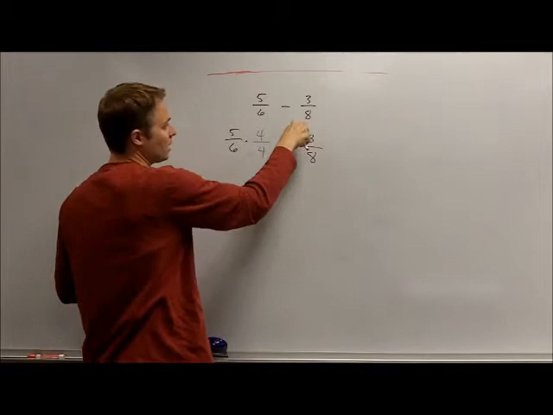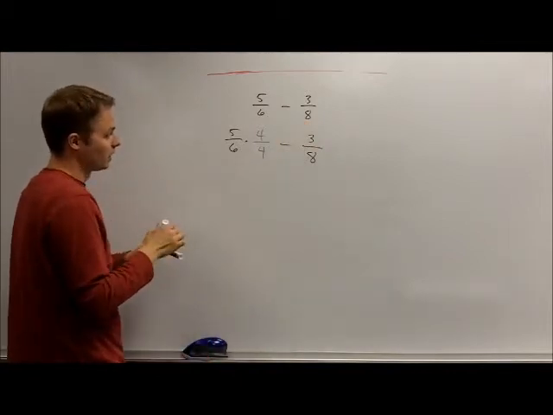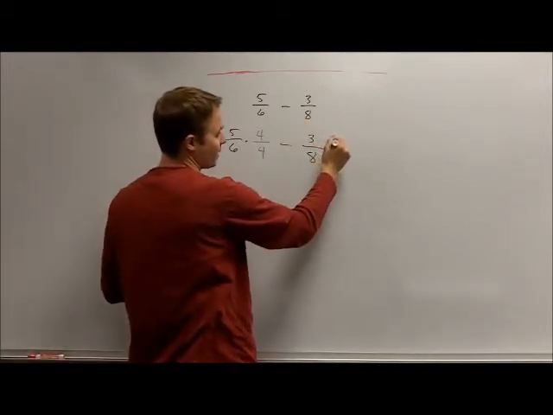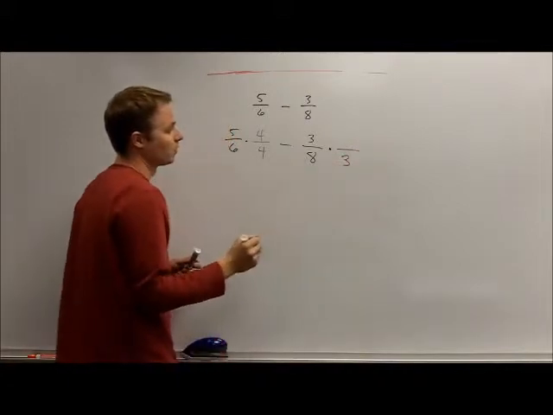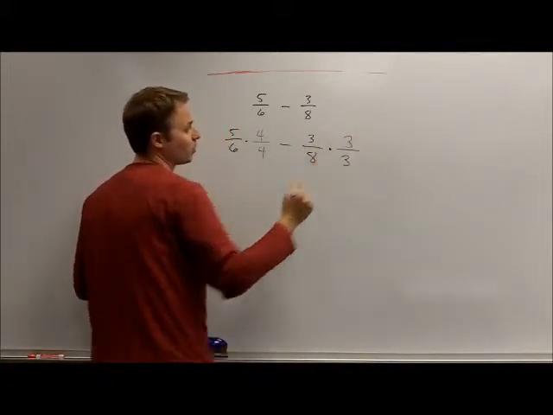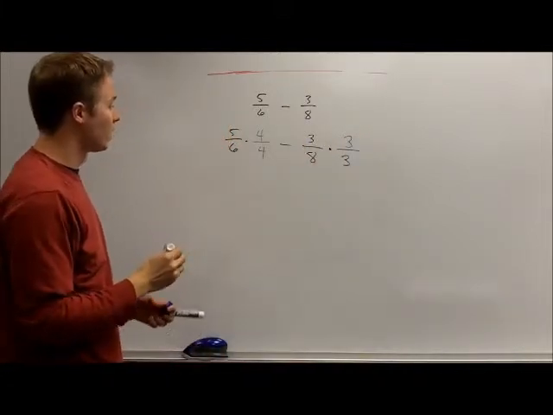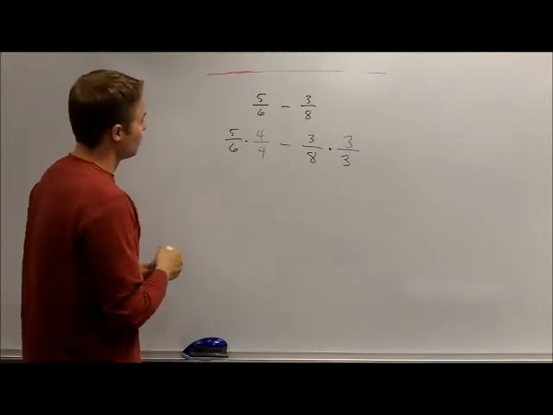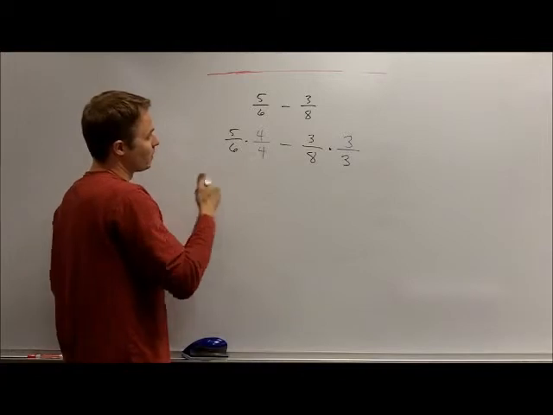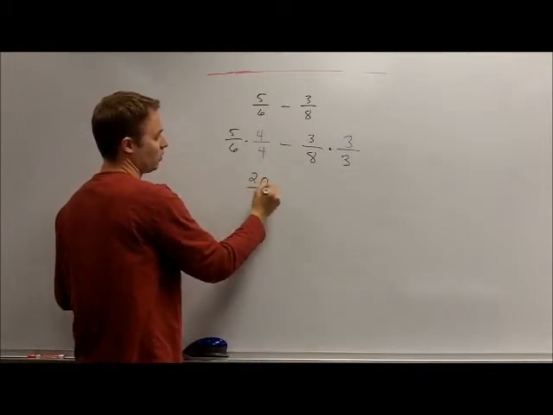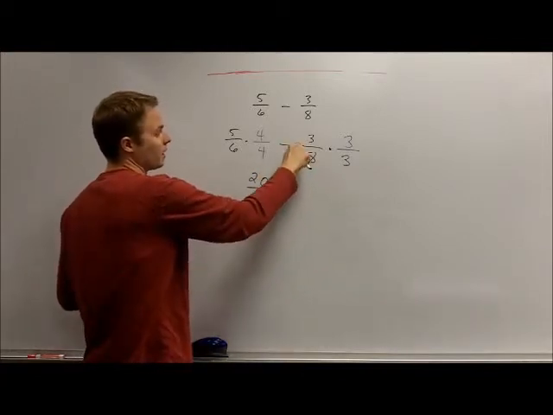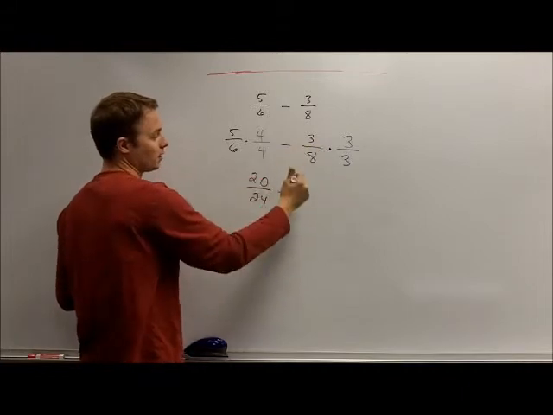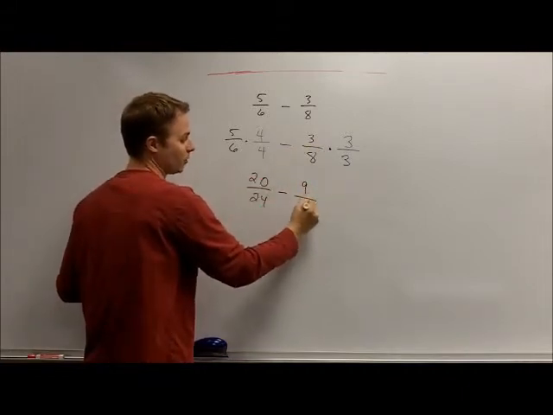And then to change the 8 to a 24, I'll need to multiply that times 3. 3 times 8 is 24. And then of course I need to multiply the numerator as well. So I'll multiply that by 3 over 3. So I'm going to convert 5 over 6 into 20 over 24. And then I'll convert 3 over 8 into 9 over 24.